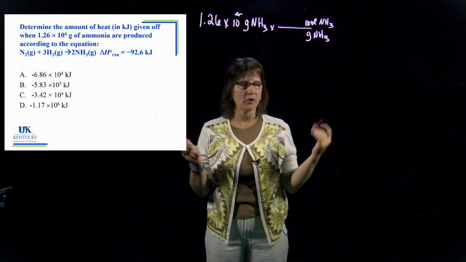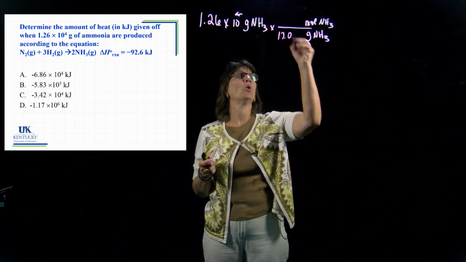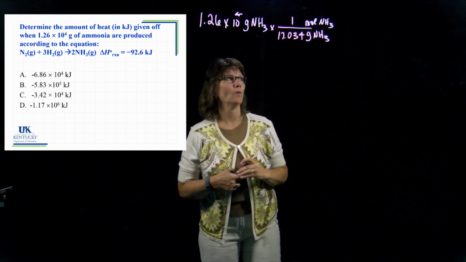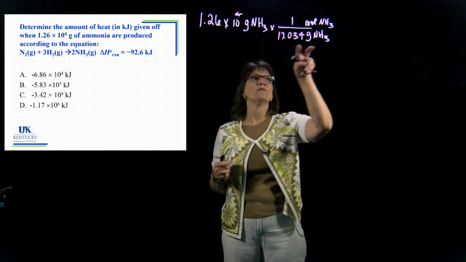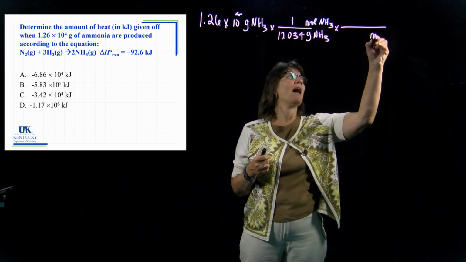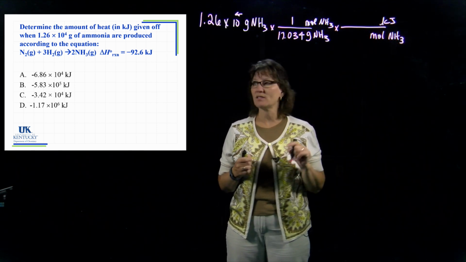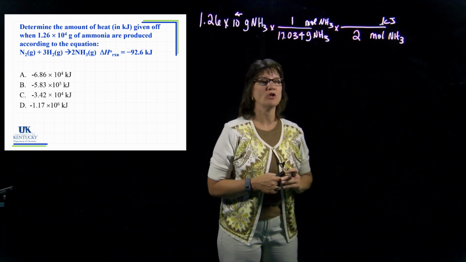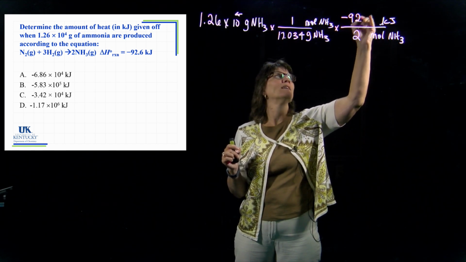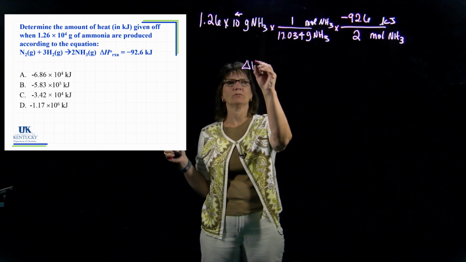And I'm going to go to the periodic table and take 1 nitrogen and 3 hydrogens, and that's going to give me 17.034 grams in a mole, okay? And now I don't just have grams of ammonia, but I have moles of ammonia, and now I'm ready to use the thermochemical equation portion. I can go from moles of ammonia to kilojoules. And the balanced equation says that every time 2 moles of ammonia are produced, you're going to generate or give off 92.6 kilojoules of heat. So that gives us a delta H for this amount, okay?